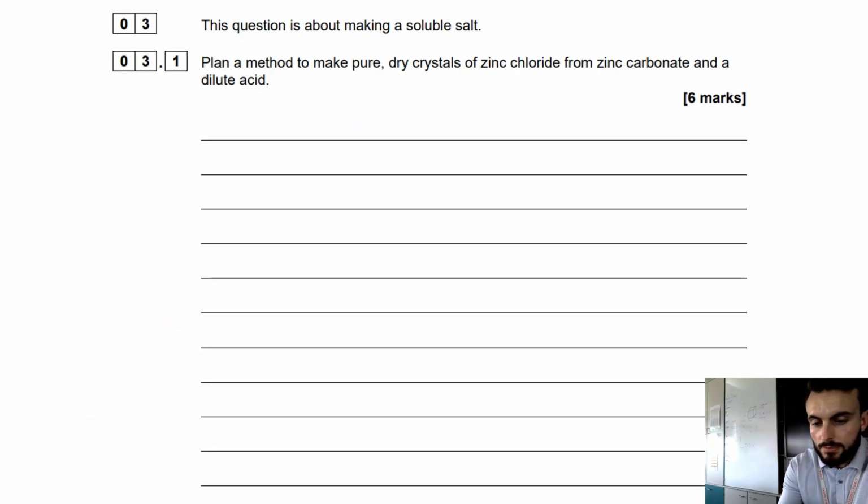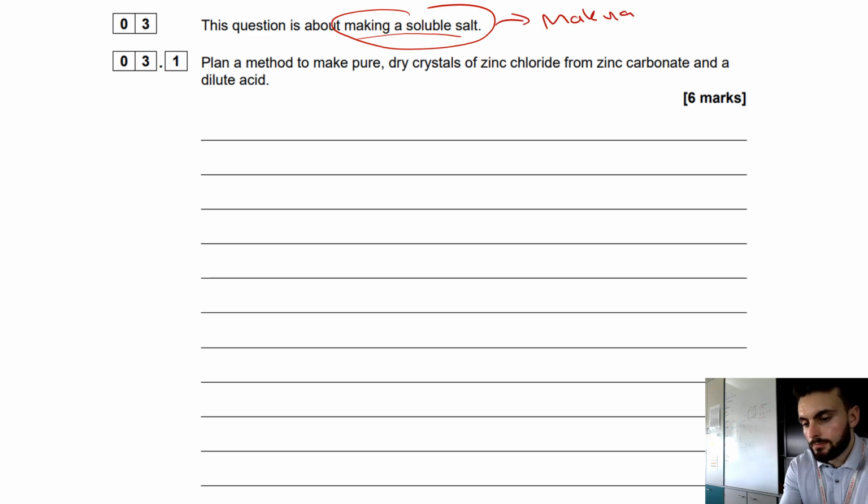So this question is about making a soluble salt. Straight away it says that. I'm thinking about the making salts required practical, which is the one that's all about adding things in excess, then filter it, then do crystallization. It's that whole method. Plan a method to make pure dry crystals of zinc chloride from zinc carbonate and an acid. So we've got 6 possible marks here.